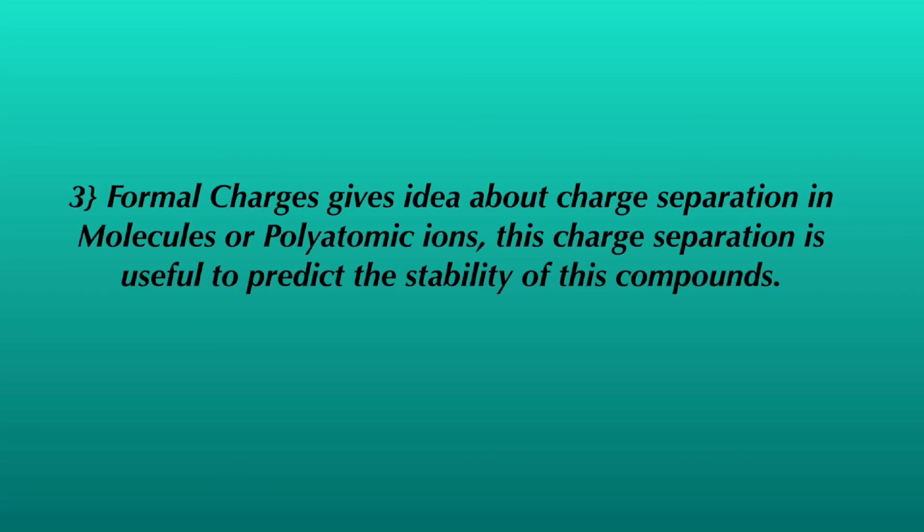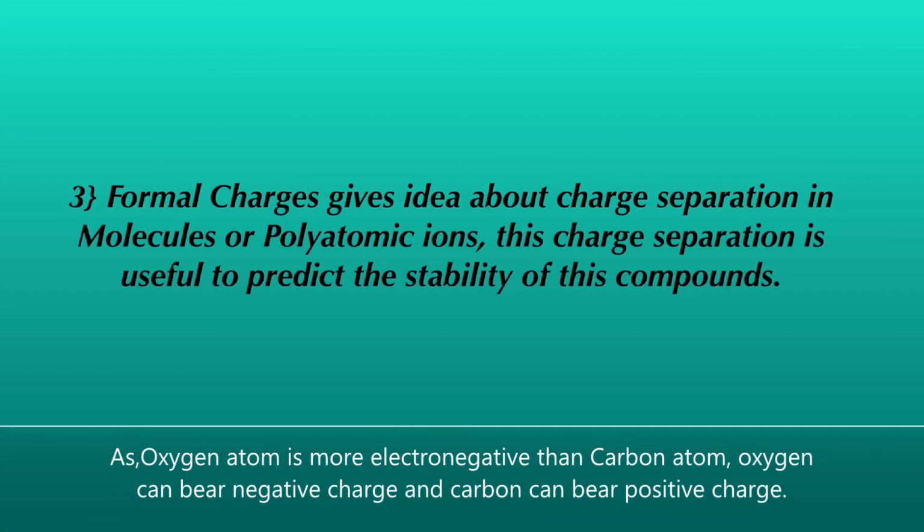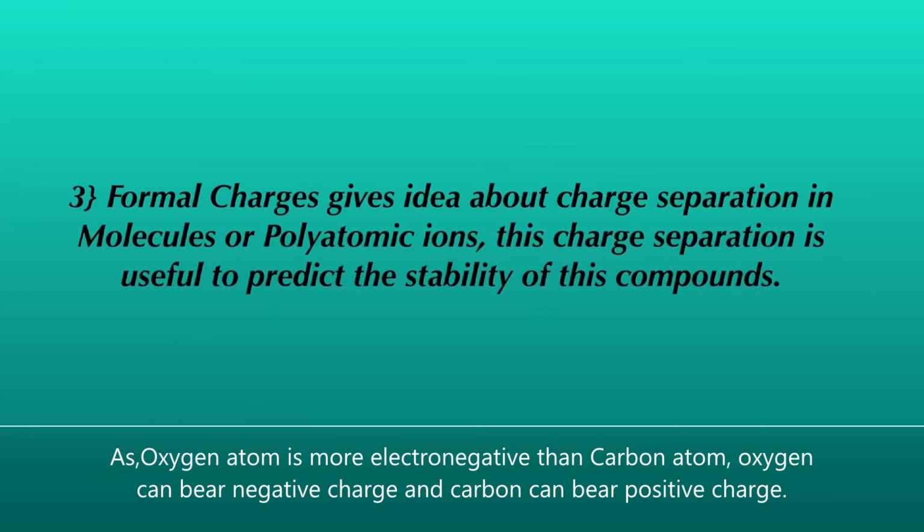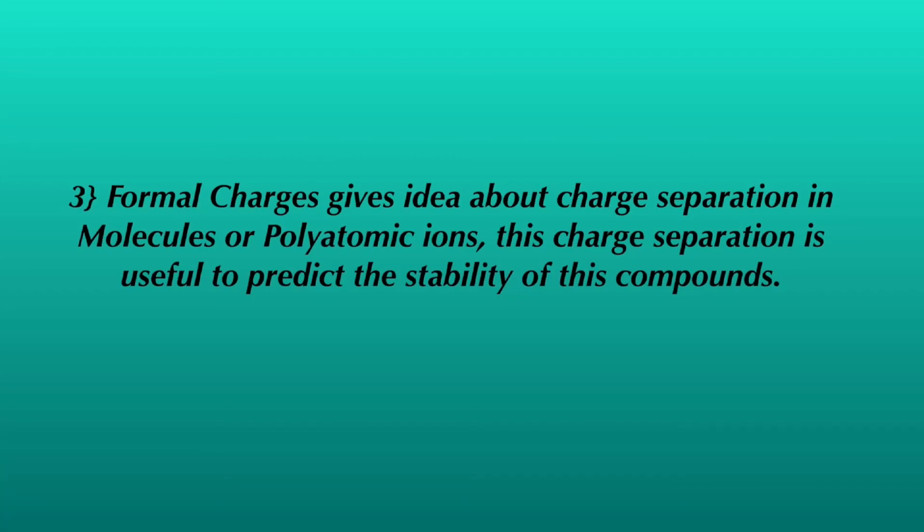The charge separation is useful to predict the stability of a compound. For example, if in the molecule there is an oxygen atom and a carbon atom, and the oxygen atom bears the negative charge while the carbon atom bears the positive charge, that molecule is found to be more stable. In the exact reverse case, if the oxygen atom has a positive charge and carbon has a negative charge, then that molecule is found to be unstable. So this is very useful to predict the stability of the compound or the polyatomic ion.